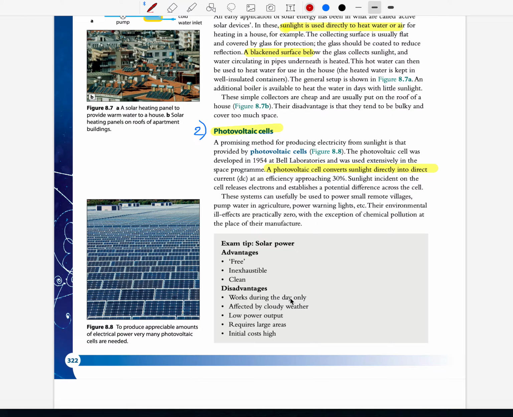Of course, they work only during the day. The efficiency is still low, although it's getting better. Maybe the initial costs are not so high anymore. And of course, it requires a large area. That's the main issue, you have to have a large area. And it's also an issue for the environment.